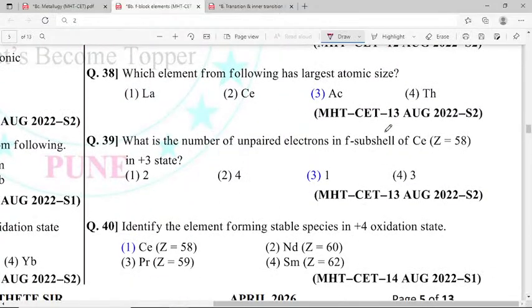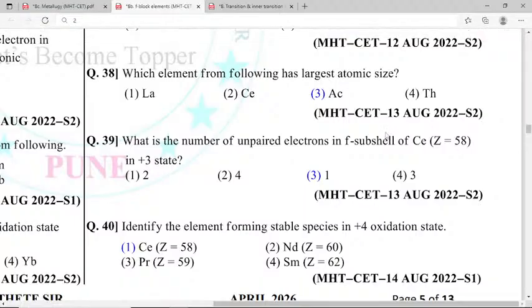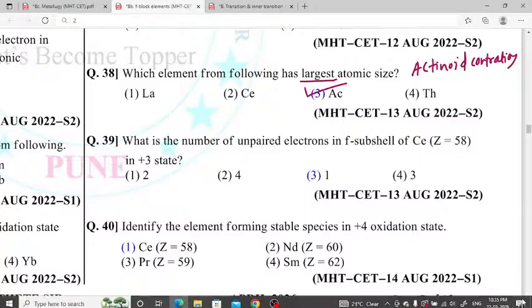Which element from the following has the largest atomic size? Actinium. Again, actinoid contraction. Left to right, atomic size decreases among actinoid elements.